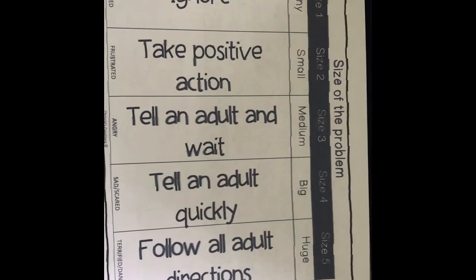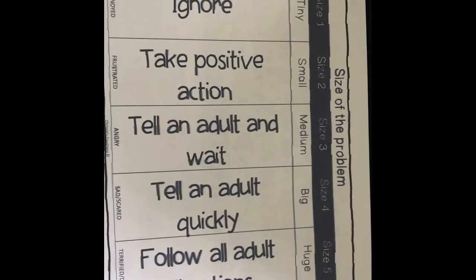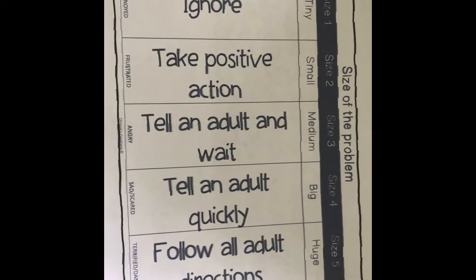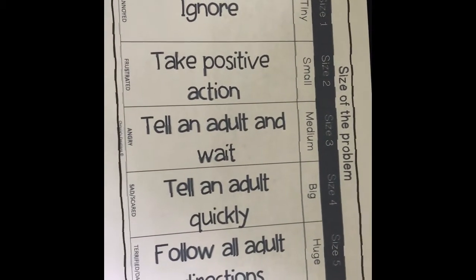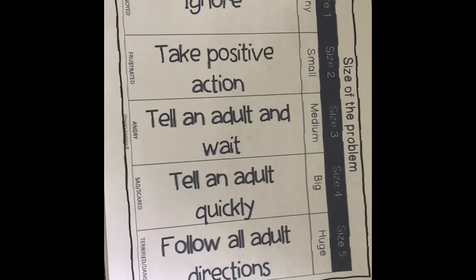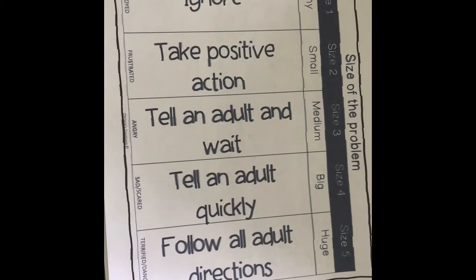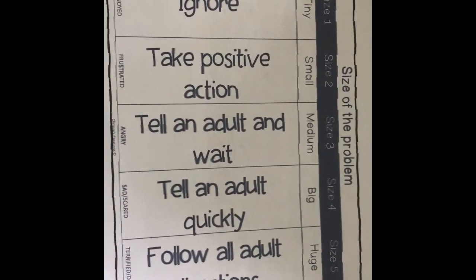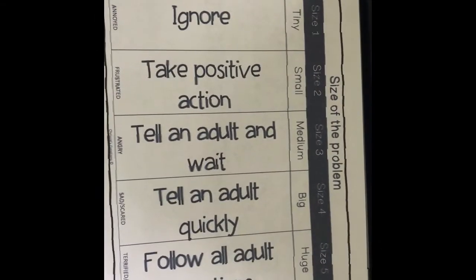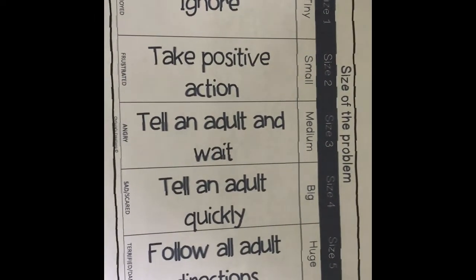Big problem, size number 4. An example of this could be you're playing outside right now while we're home, and somebody like a stranger comes up and starts trying to talk to you through the fence. This is something that you want to tell an adult quickly. You might feel sad or scared, but don't worry, tell an adult right away and they'll help you solve this problem.